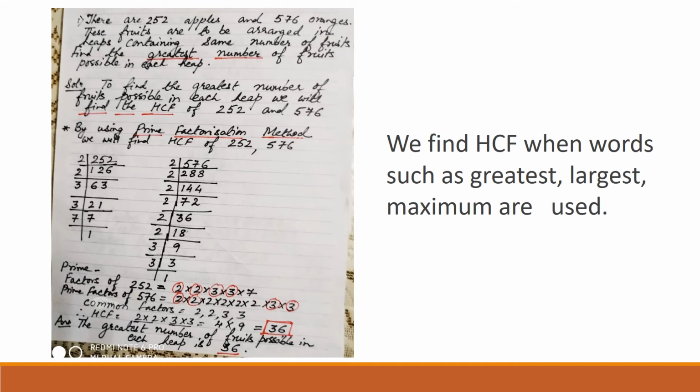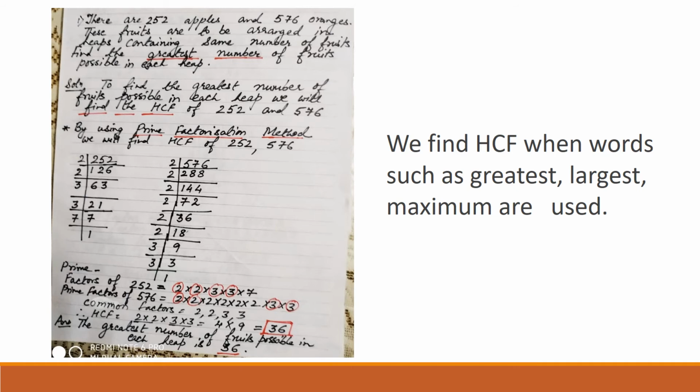Yes, it is divisible by 2 because 18 comes in 2's table. 2 nines are 18. Now is 9 divisible by 2? No. Is it divisible by 3? Yes. So 3 threes are 9 and 3 ones are 3. Now the prime factors of 252 are 2 into 2 into 3 into 3 into 7.